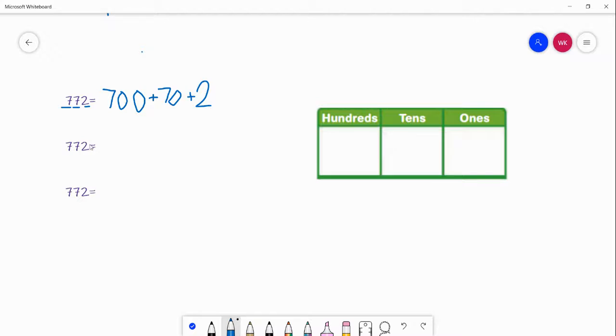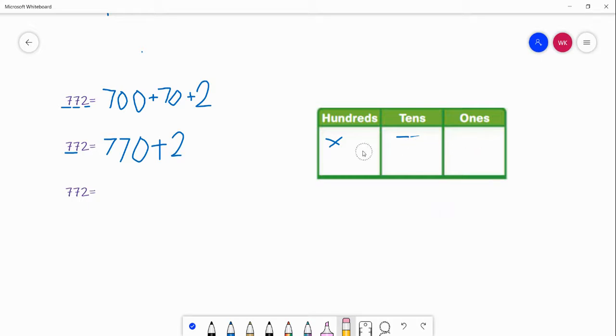Another way we can make this number is doing 77 tens. So we're not using hundreds, we're going to put 77 tens. I'm not going to draw all those out. If you had 77 tens, you would have the number 770. And then we're just going to have our 2. We're not going to change that. So 770 plus 2 equals 772. So we took out the hundreds. We went to the tens on that one.